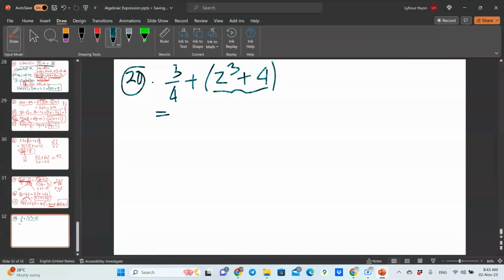3 over 4. So z cubed will remain the same. 3 over 4 should be grouped with 4, because that is the number with the number. But we need a common denominator. Or to make it a little bit easier, we divide and get the decimal numbers. 3 over 4, what is the result of 3 over 4?